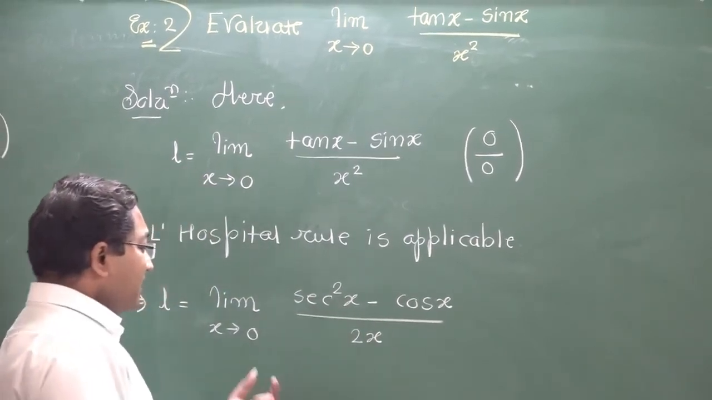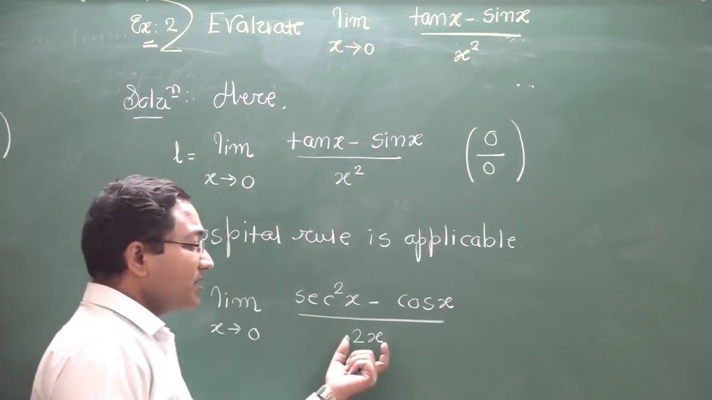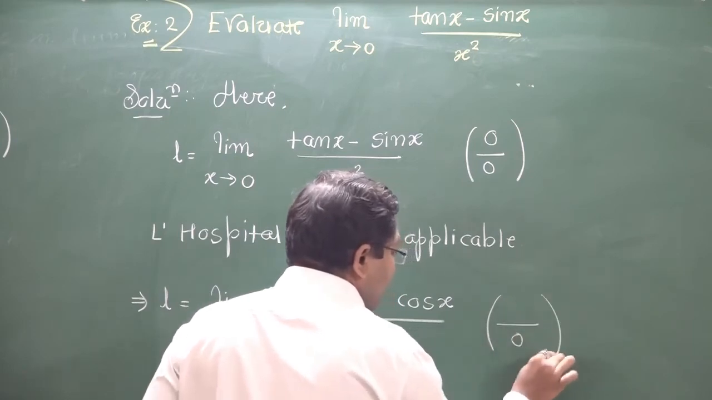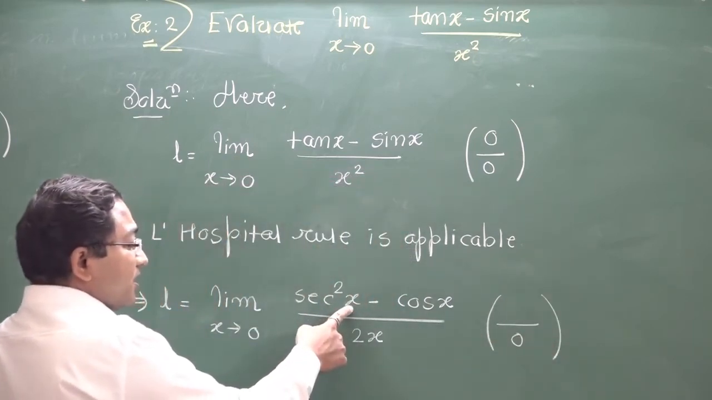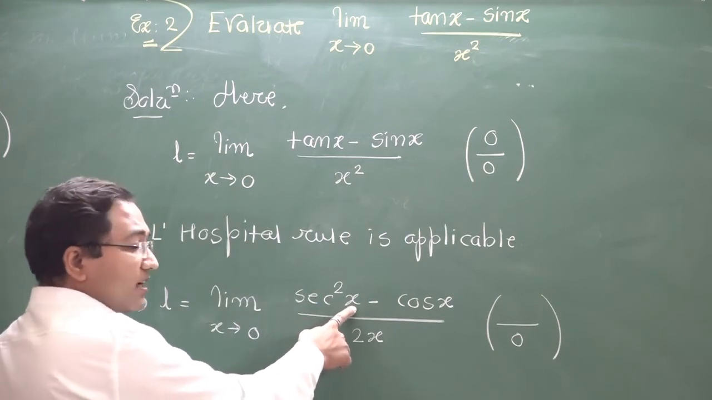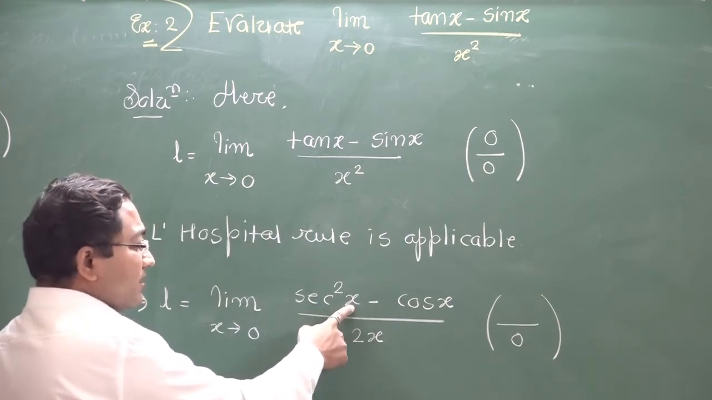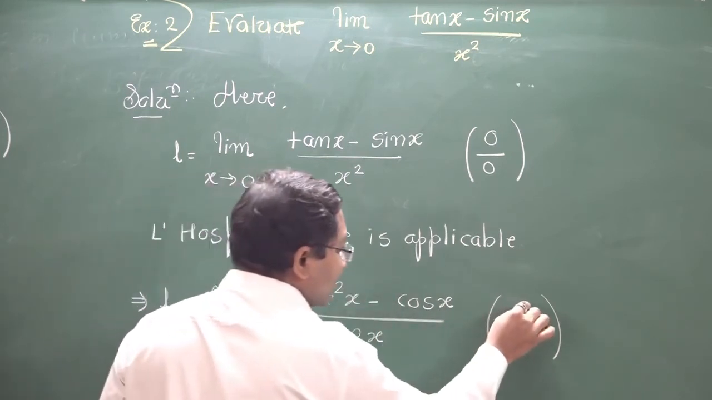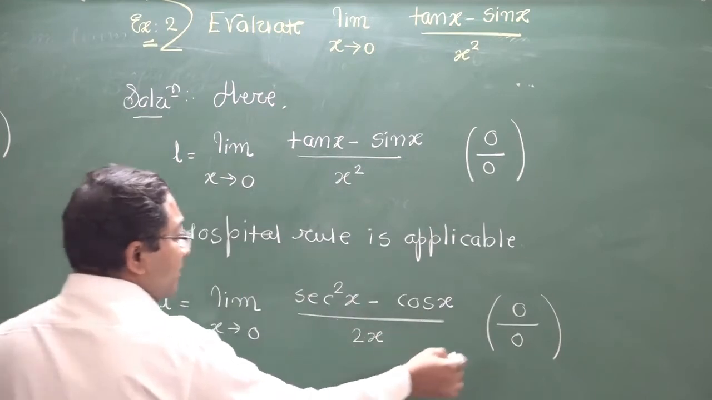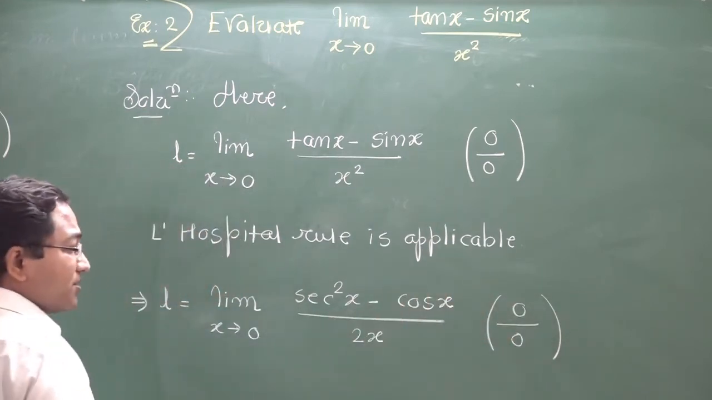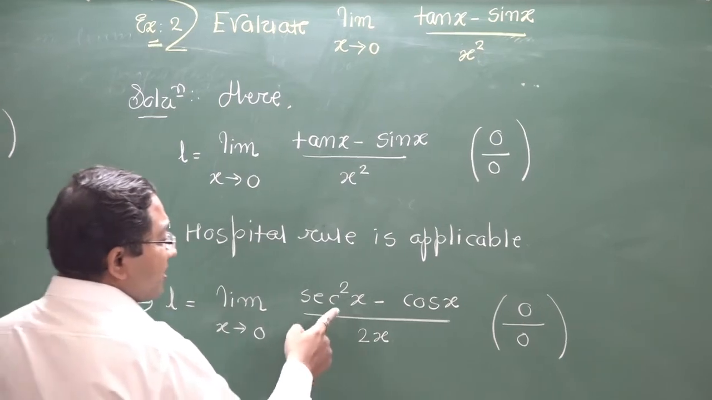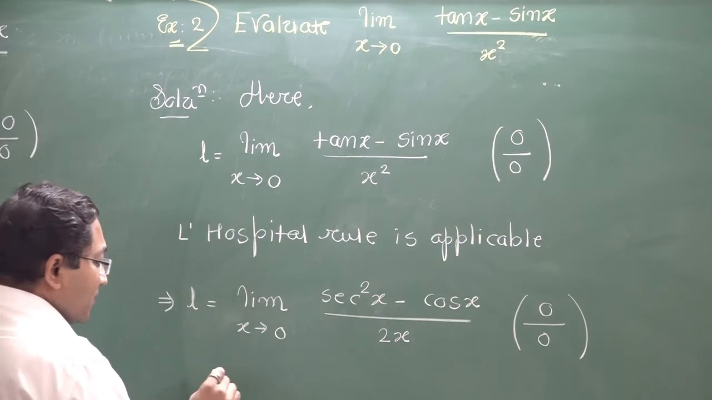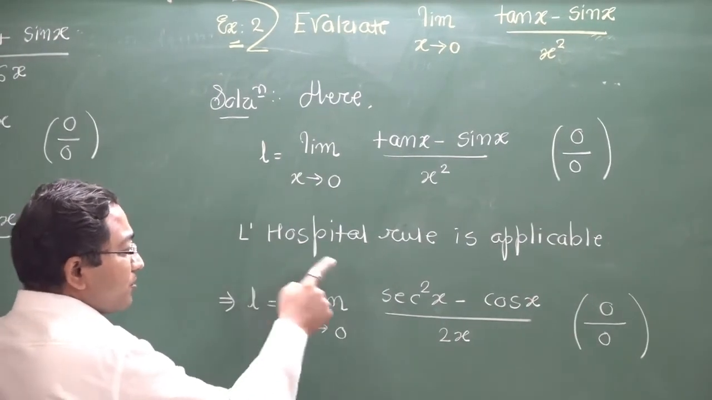Now here at the point x equal to 0, the denominator becomes 0. What about the numerator? Here sec 0, and we know that cos 0 is 1, therefore sec 0 is also 1. So 1 minus 1, that is 0. So again that will be in the form of 0 upon 0. Therefore it is required to differentiate numerator as well as denominator for a finite limit. So again apply L'Hospital rule.